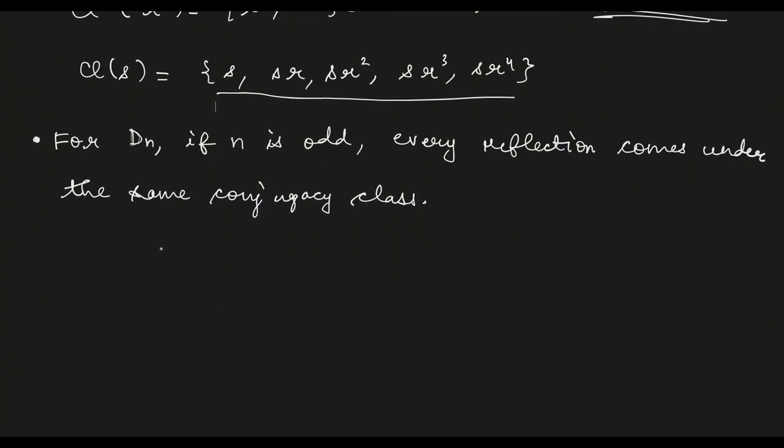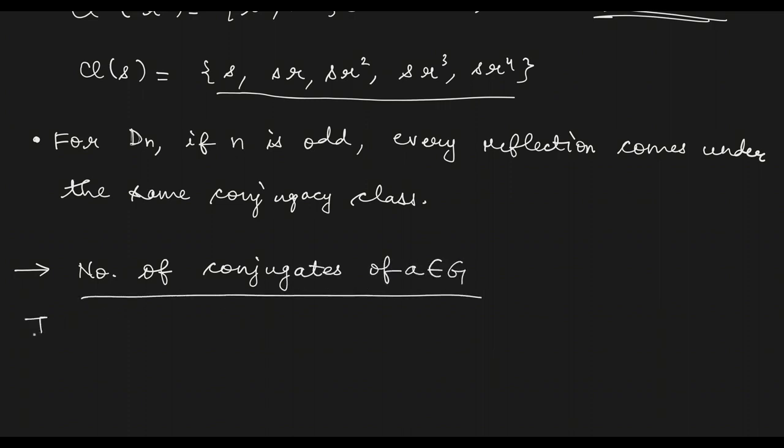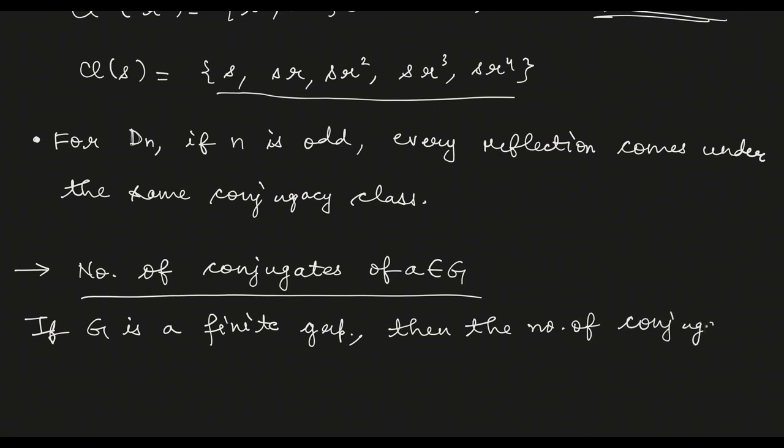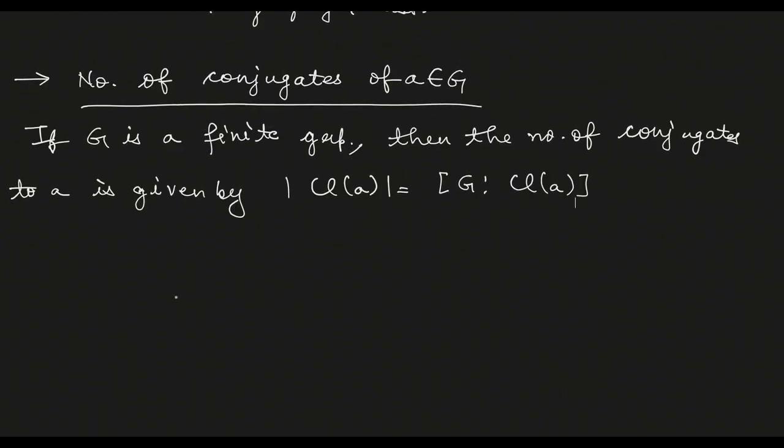Next, the number of conjugates of A belonging to G. If G is a finite group, then the number of conjugates of A is given by the order of the class of A. This is equal to the index of the centralizer, that is, G is to C(A), where C(A) is the centralizer of A in G.